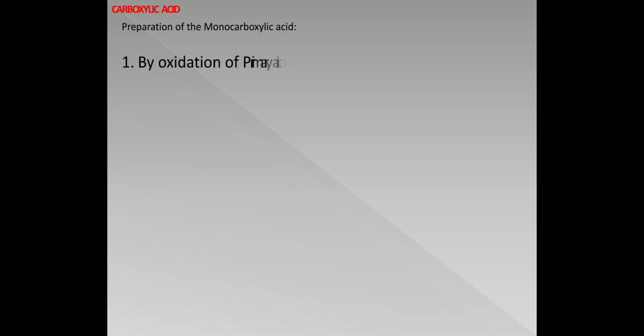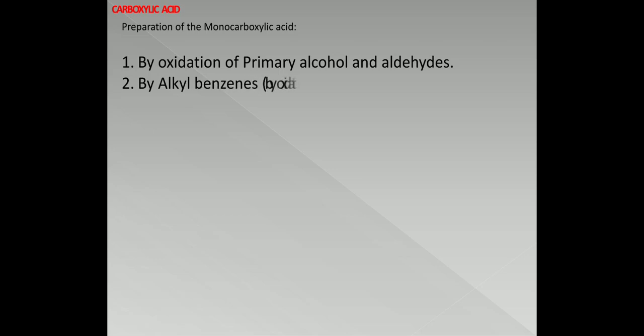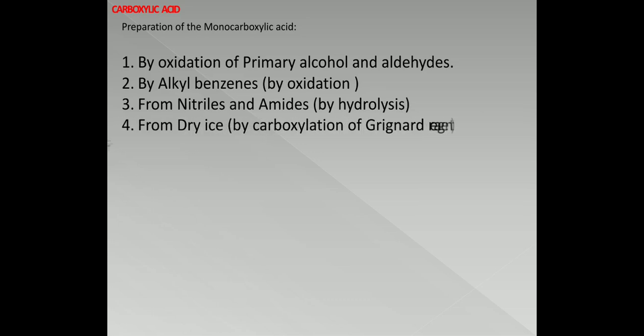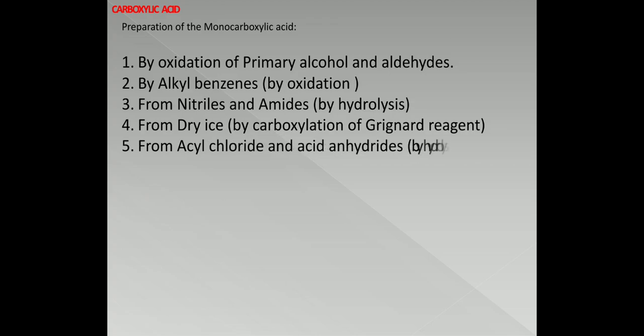Then we go for the preparation of monocarboxylic acid: by oxidation of primary alcohols and aldehydes, by alkyl benzene, from nitriles and amides, from dry ice, from acyl chloride and acetic anhydrides, and from esters by hydrolysis. So these are the methods of preparation of carboxylic acids.